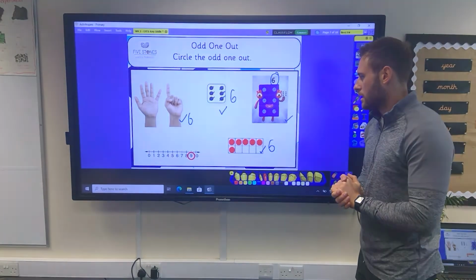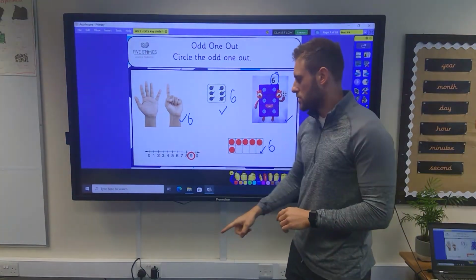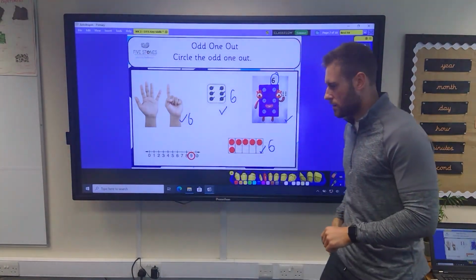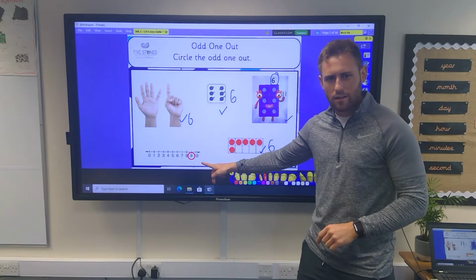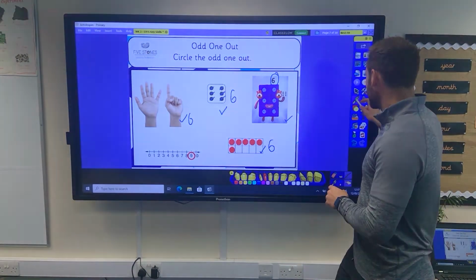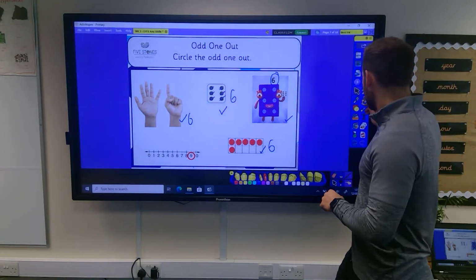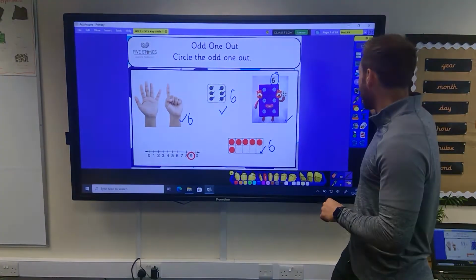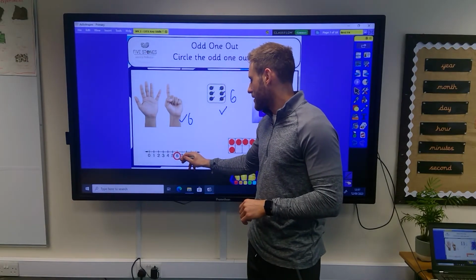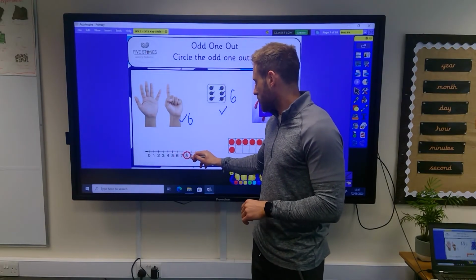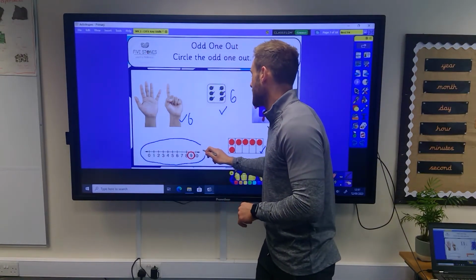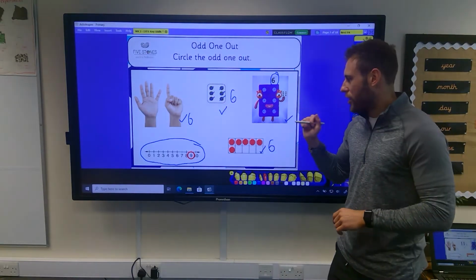Finally, we have our number line. So we know that this is 6, this is 6, this is 6, and also this is 6. Is this 6? It looks a bit like a 6. You're right. No, that isn't a 6. That is the number 9. Excellent. So it's the number 9. This is actually the number 6. So the fact that that was circled, we need to circle this because this is the odd one out.